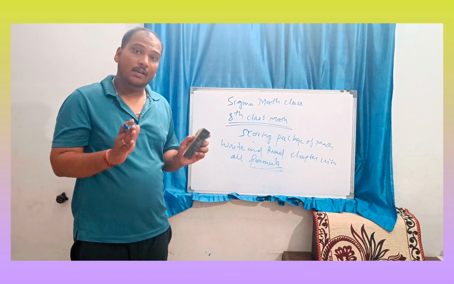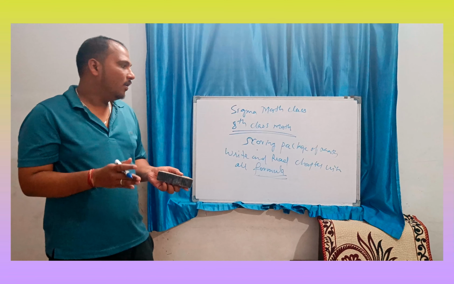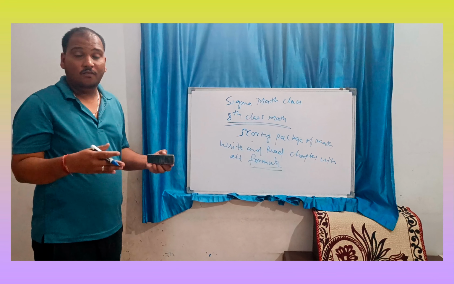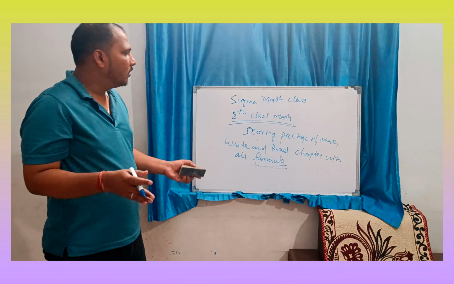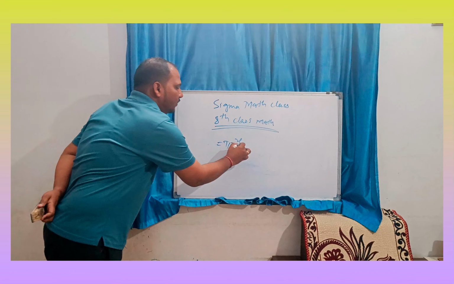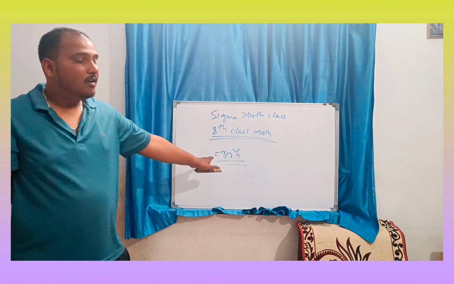How many marks will you get? You should get the 10 marks, because formulas help you solve the 1 mark, 2 mark, 3 mark, 4 mark as well as 5 mark questions. So formulas are important. Mensuration is the most important. Two or three multiple choice questions are asked here. You already know the formula pi r square h, and one question is asked based on that formula.